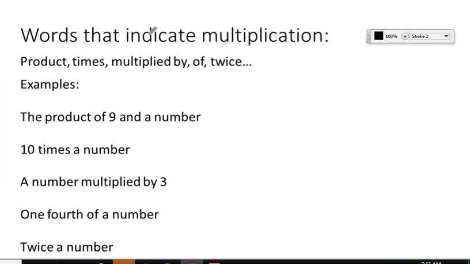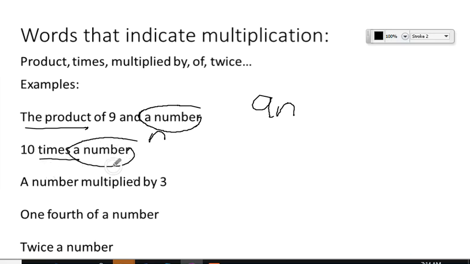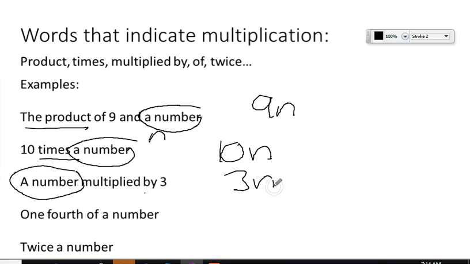Let's go through the ones that indicate multiplication. Product, times, multiplied, twice. Here are some examples. The product of 9 and a number. We know that a number is going to be our n, and we know that product is multiplication. So the product of 9 and a number looks like 9 times n. The next one, 10 times a number. A number multiplied by 3 would look like this.